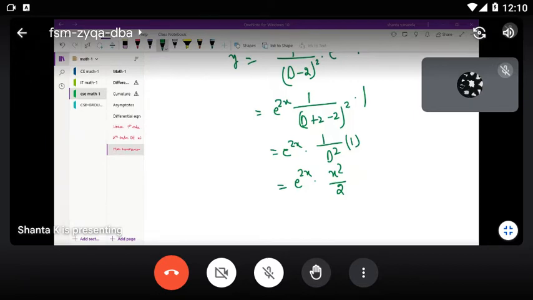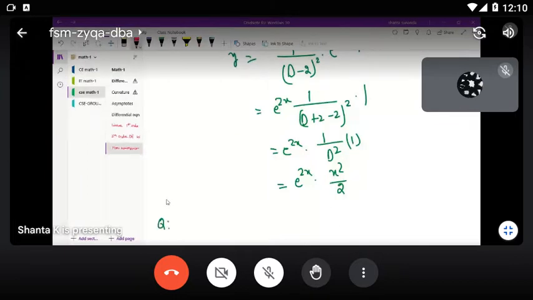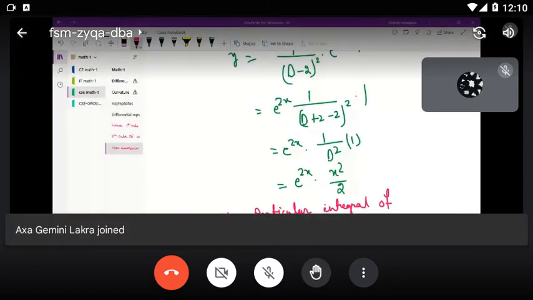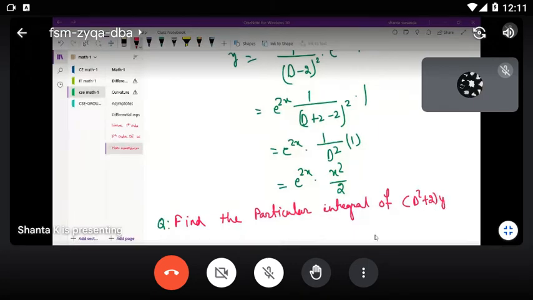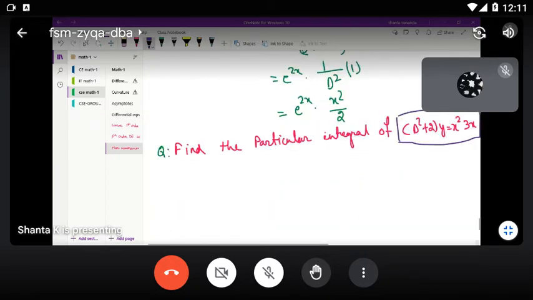So let me give you one. Try this one. Find the particular integral.